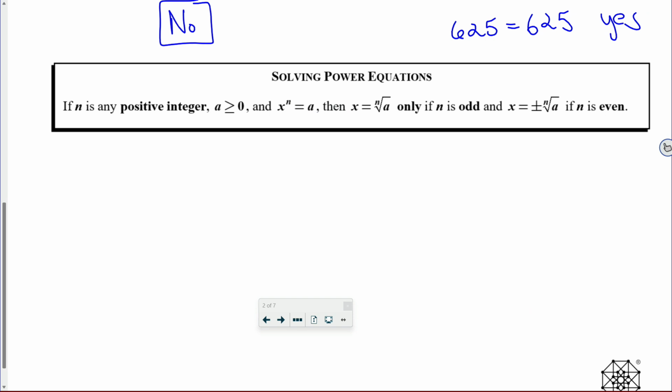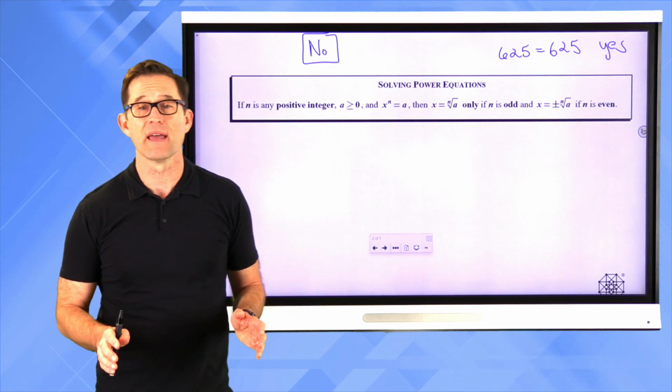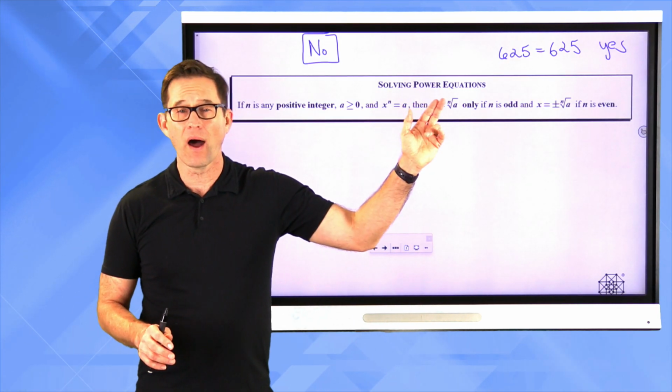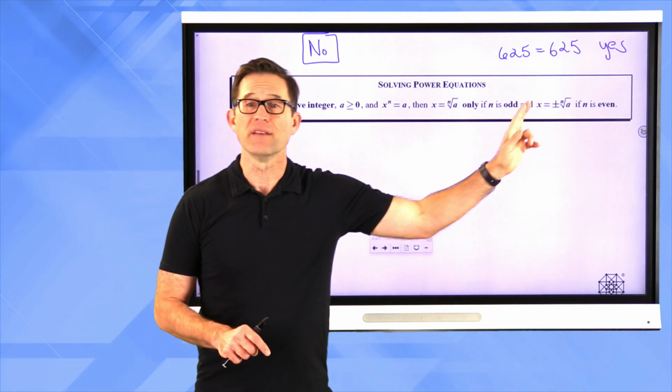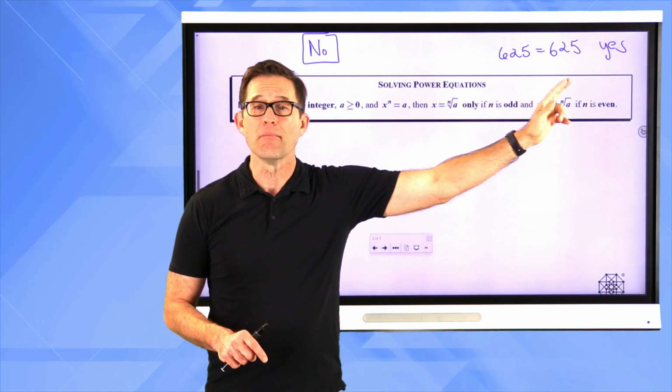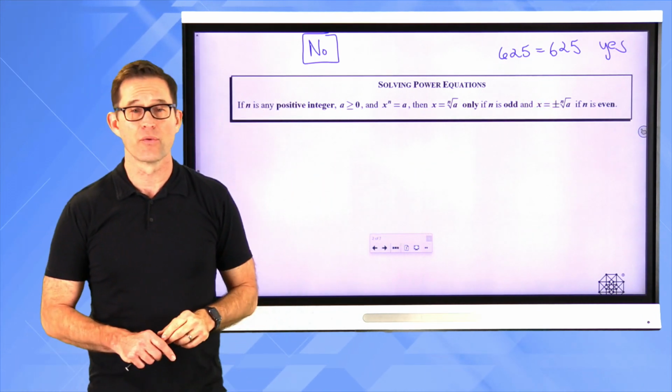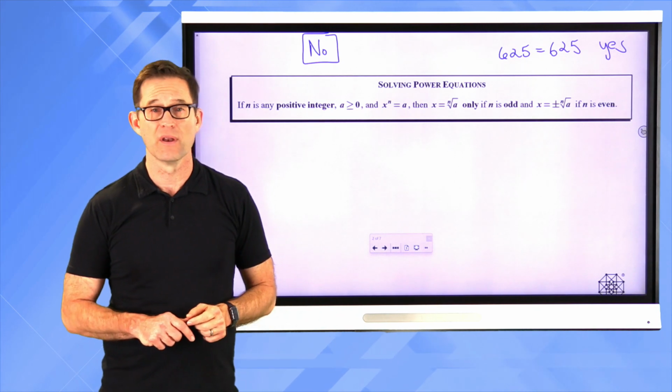If n is any positive integer, a is greater than or equal to 0, and x to the n is equal to a, then x equals the nth root of a, the positive nth root of a, only if n is odd, and x equals plus or minus the nth root of a if n is even. Again, it basically is just saying, if I end up taking an odd root of a number, I get only one value as a solution, and if I take an even root of a number, I get both the positive and negative root, and that's going to be important in what we do today.